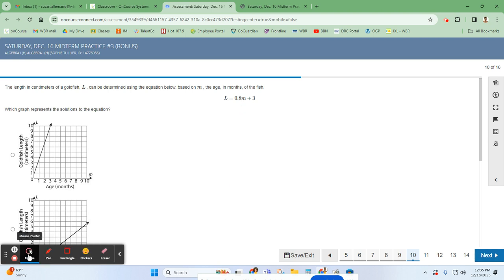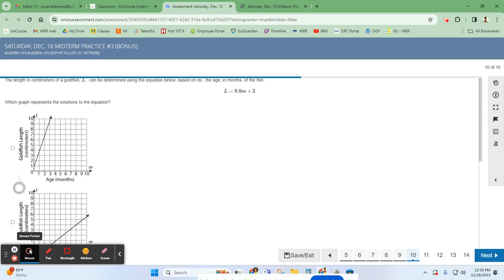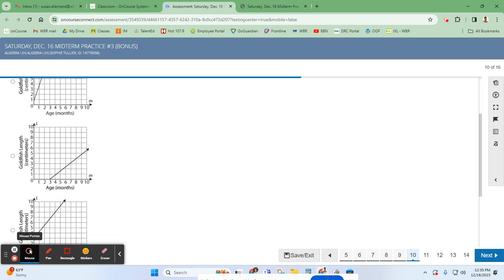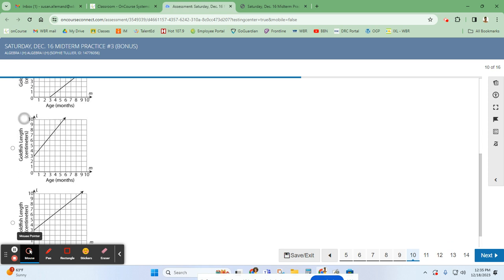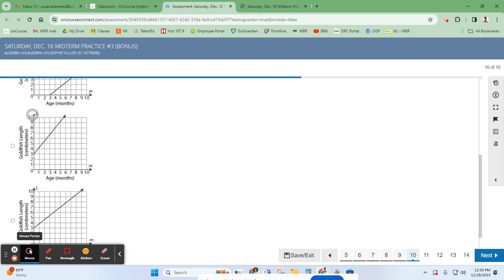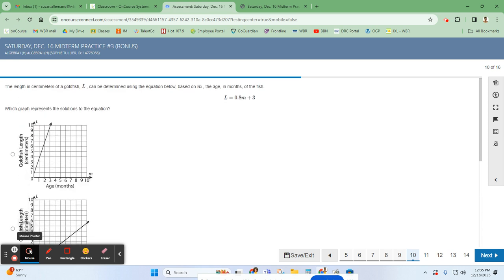All right, the length in centimeters of the goldfish L can be determined using the equation based on M, the age in months of the fish, which is the graph of this equation. So I'm looking for a graph that starts with a y-intercept of 3. So this one's not it, the first one. The second one's not it. The third and fourth look like they both have a y-intercept of 3. So I'm looking at those two as my options.